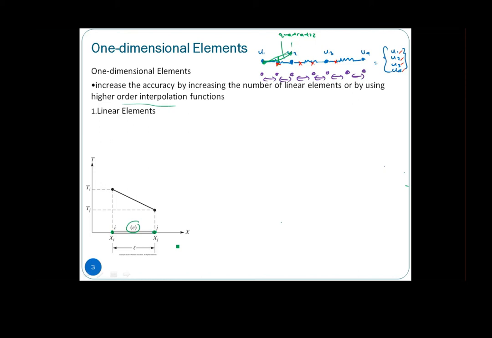So for the temperature itself, we know that at node I, the temperature is, let's say, Ti, and at node J, the temperature is Tj. So at any position X, when X equals, let's say, L over 2, then we can make use of this linear function to determine the T at X equals L over 2, right? So that is the linear element, where we assume that the function between the two nodes in one element is linear.